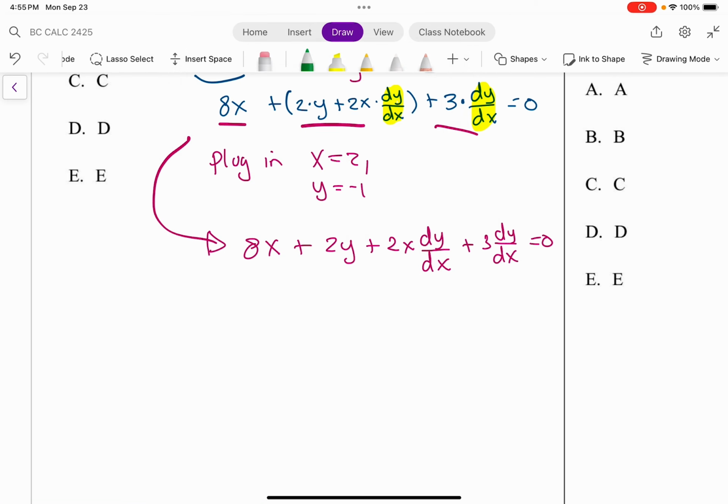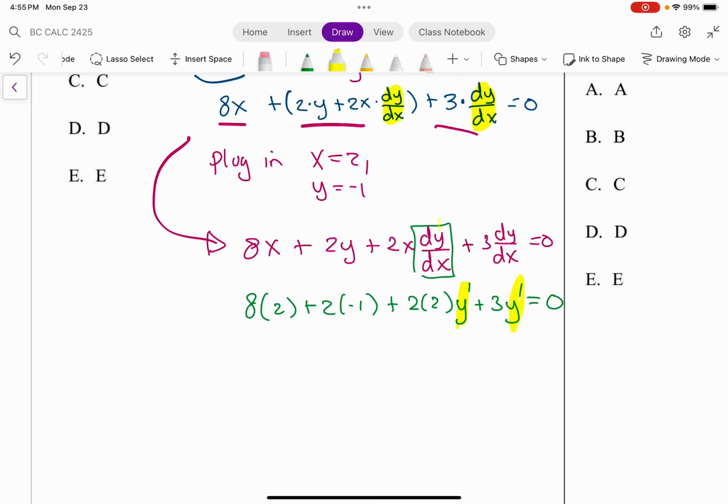So now this is 8 times x, which is 2, plus 2 times -1 plus 2 times 2 times dy/dx. Also, if you want to abandon this notation at this point, just use y prime. Maybe it'll save you a little bit of ink. Plus 3y prime. So we can just switch notation a little to make the writing easier. So that's 16 minus 2, which is 14. And then 4y primes plus 3y primes is 7y primes.